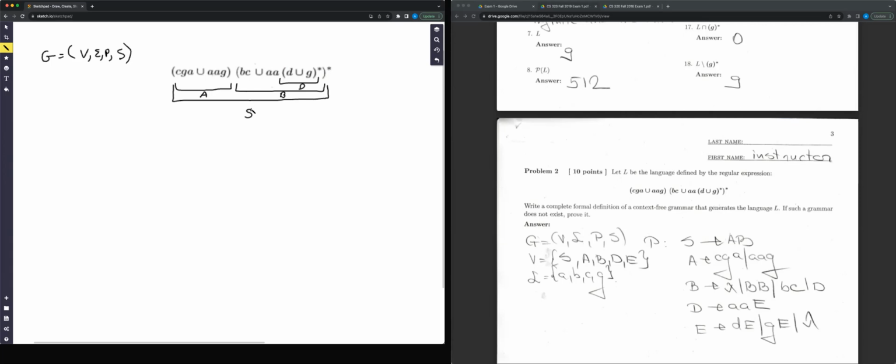So S is going to generate the whole thing. S is going to say, whatever A gets, concatenate it with whatever B gets. B is going to say, okay, I'll handle the recursion, but D, you'll handle this part here, and then whatever is inside, we'll figure out where to put it.